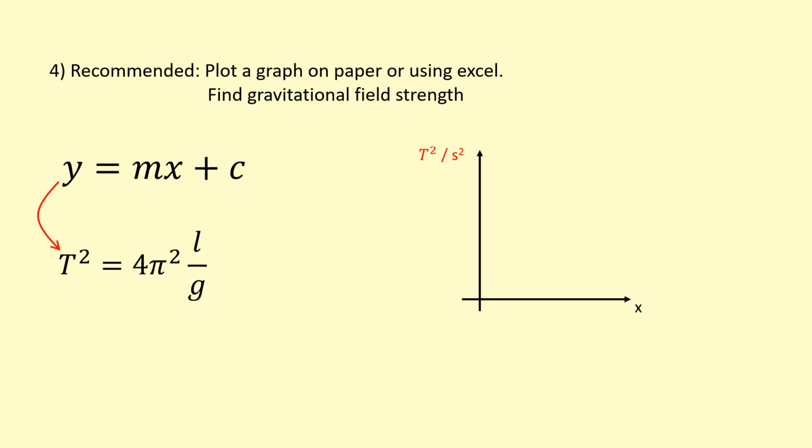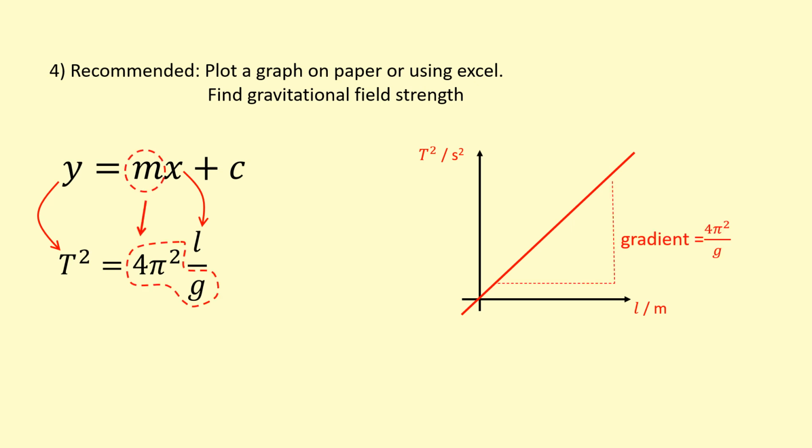On the y-axis you can plot time squared. On the x-axis you can plot the length, which is what we changed. And if you look at it, you should get a straight line going through the origin. There shouldn't be a y-intercept. And if you look at what's multiplying the length, which is the thing that's in front of the x, which is the gradient, you should get 4π² over g as your gradient. So therefore, the gravitational field strength, which should be 9.81 on the surface of Earth, is going to be 4π² over the gradient.